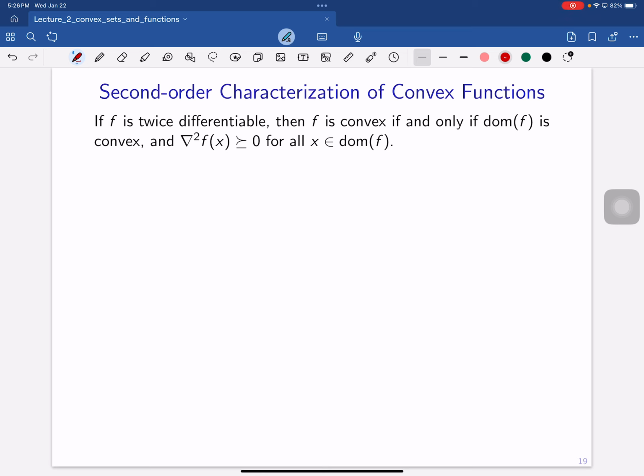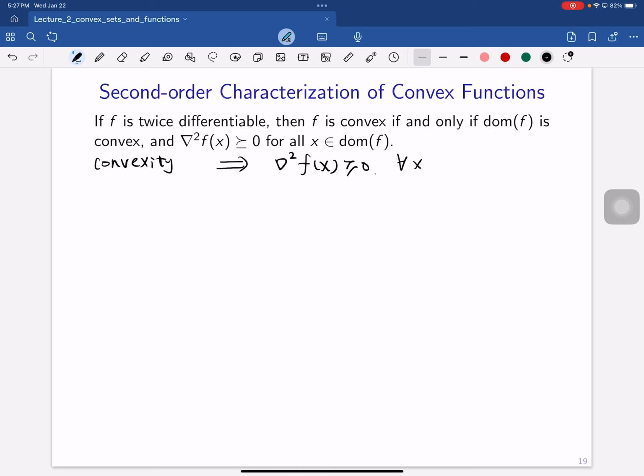let's say, convexity implies the Hessian being positive semi-definite for all x. Let's just drop the domain of f because let's just assume it's in Rn, or the domain is convex. Okay.